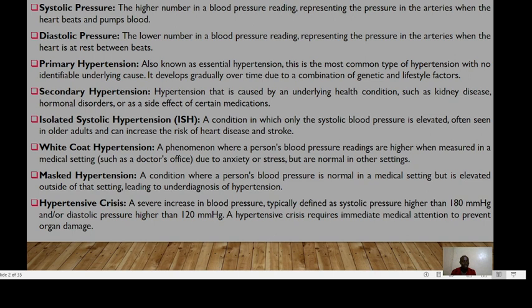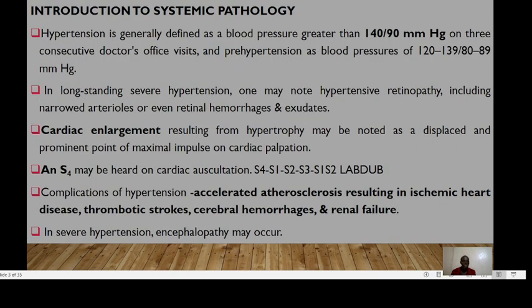Lastly, hypertensive crisis is a severe increase in blood pressure, typically defined as systolic blood pressure higher than 180 millimeters of mercury and/or diastolic blood pressure of more than 120 millimeters of mercury. Hypertensive crisis requires immediate medical attention to prevent organ damage. It may be urgency or emergency.